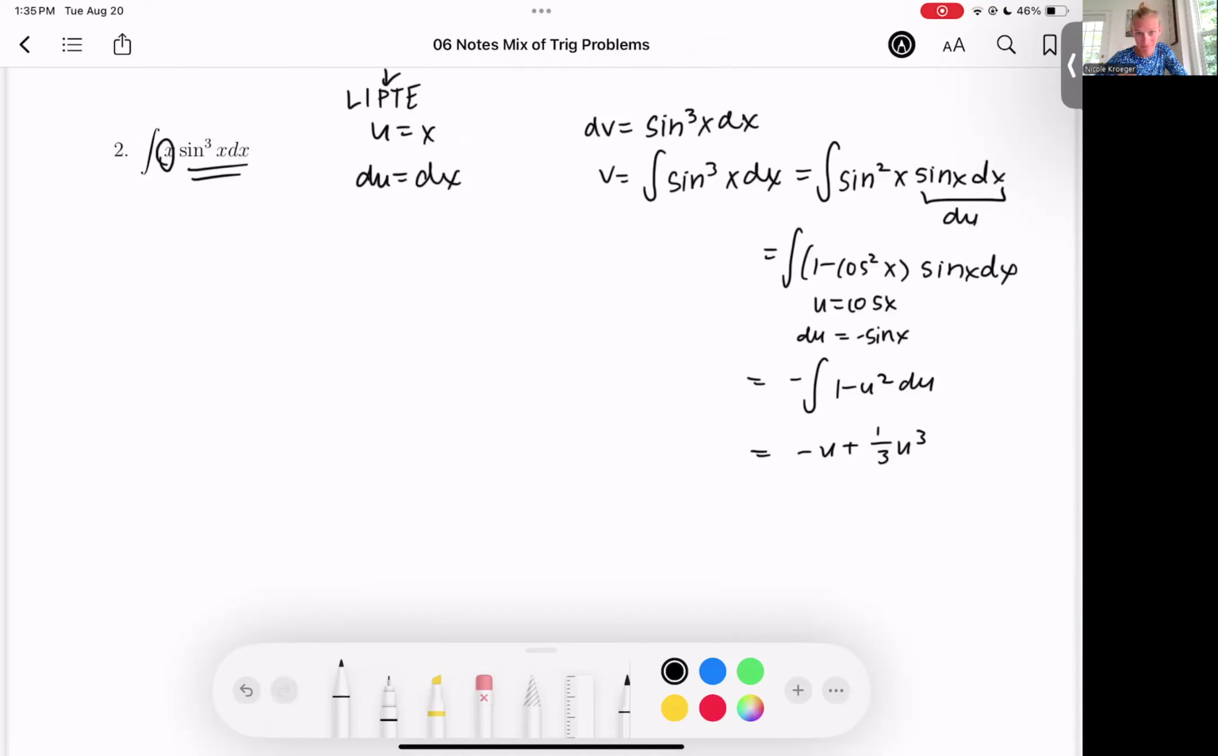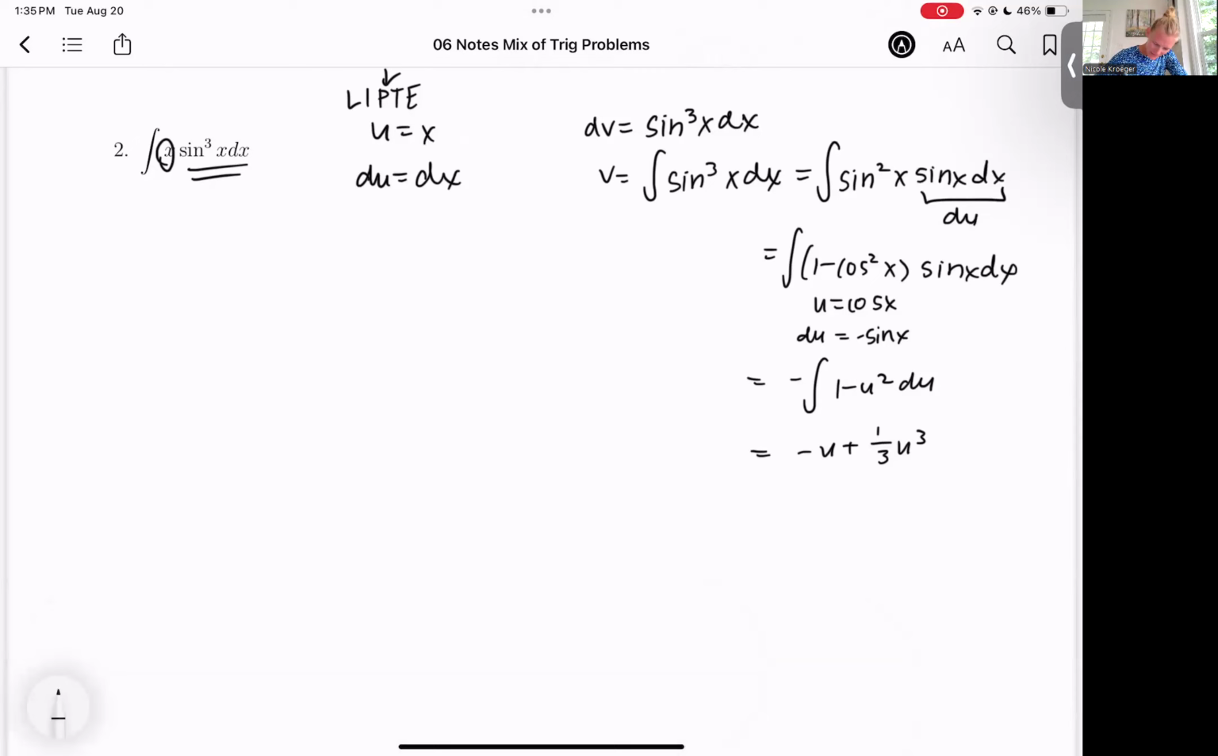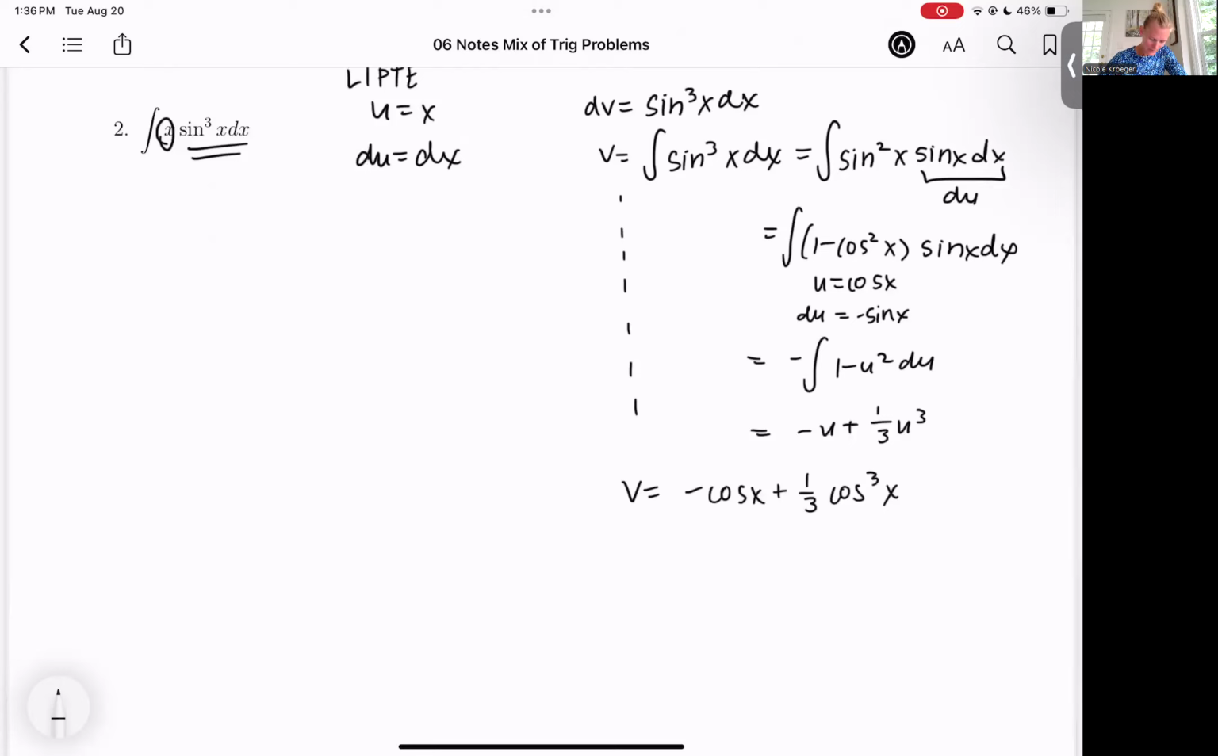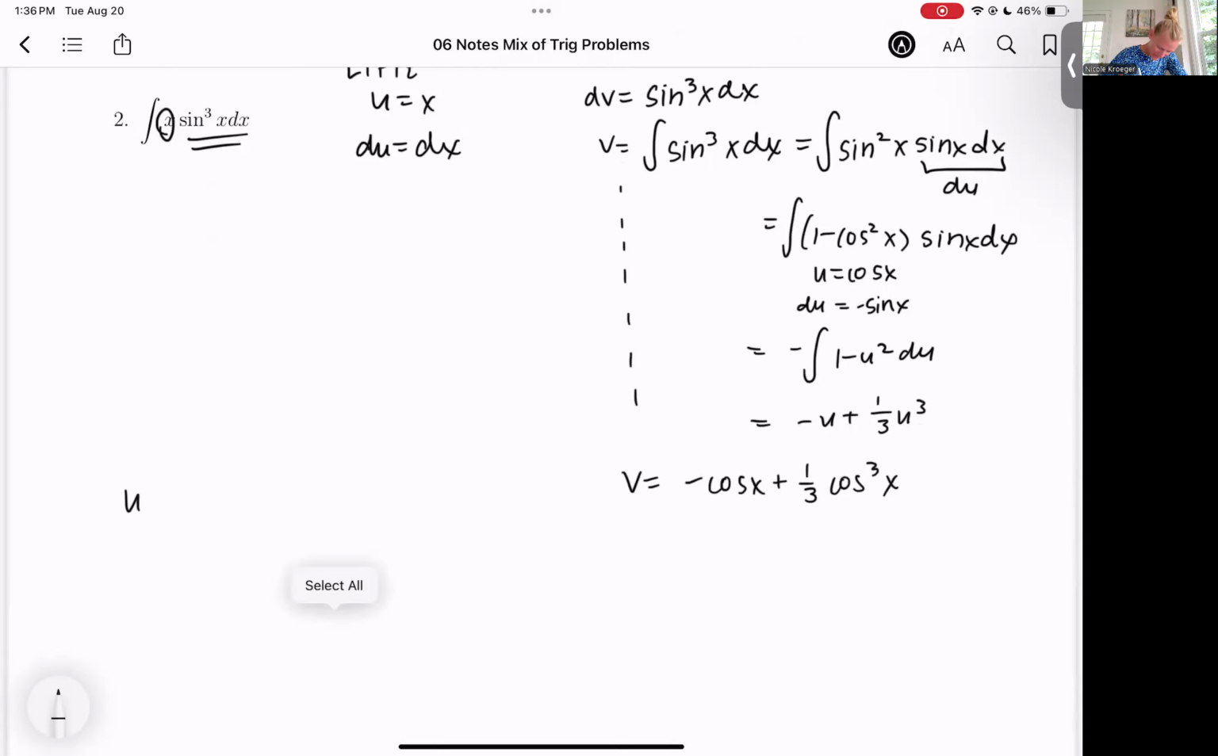Okay. This doesn't look pretty. Okay, so this means that my v from my integration by parts is negative cosine of x plus 1/3 cosine cubed x. Okay. Now we have to put this all back together. Okay, so integration by parts: uv minus the integral of v du.